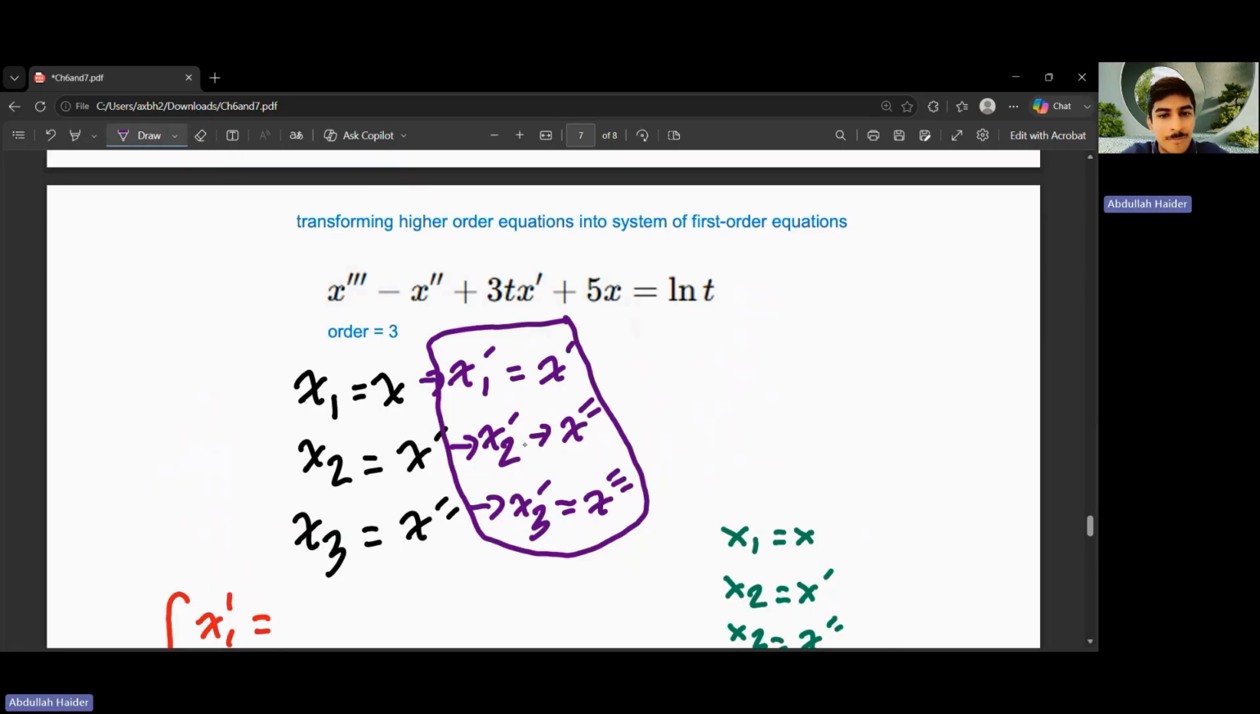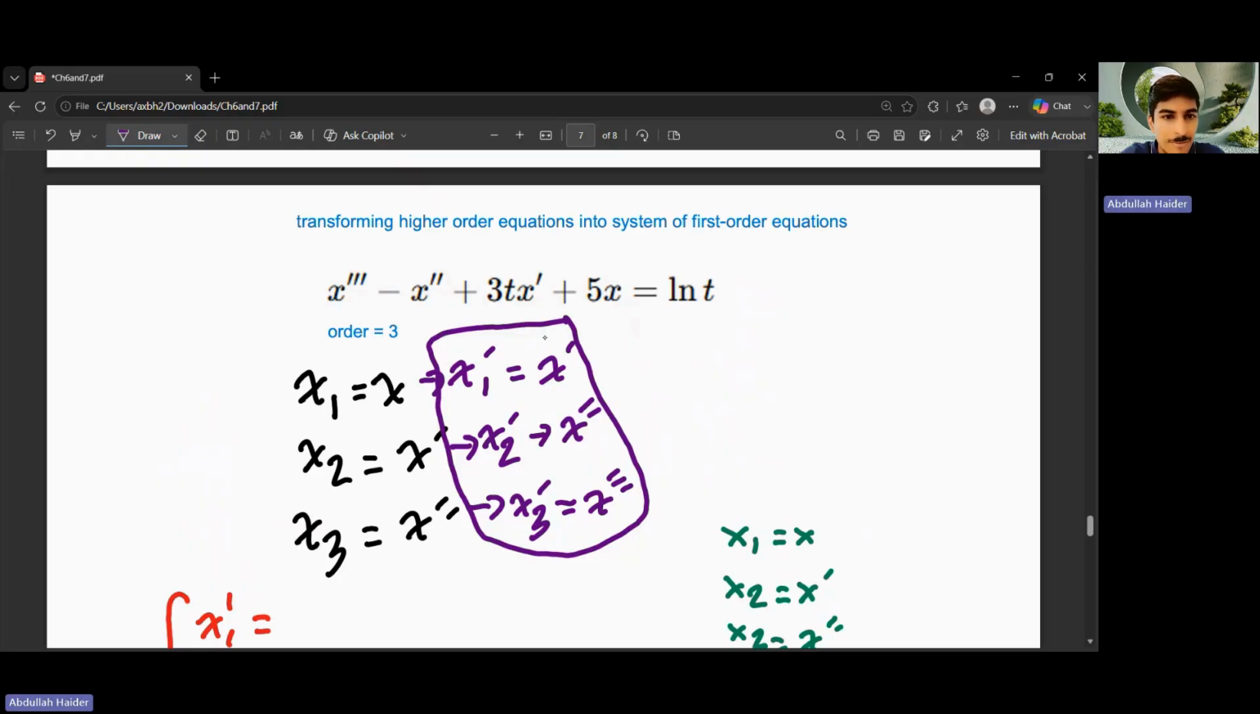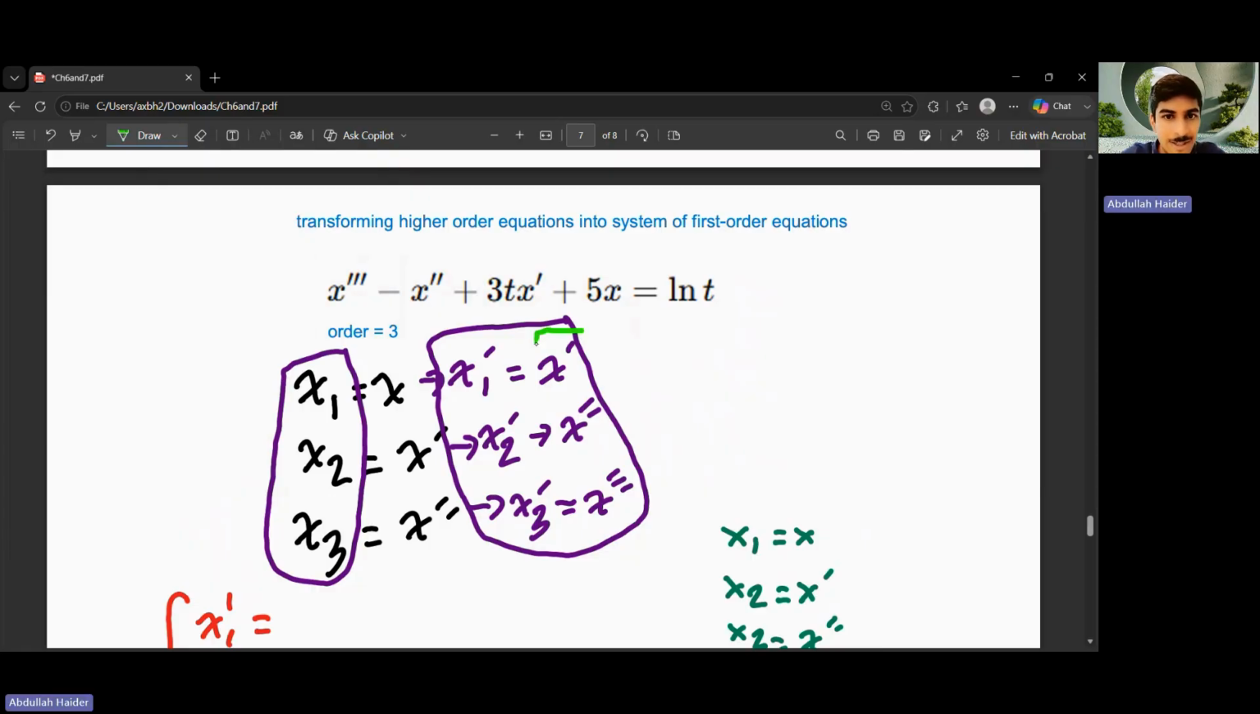So once you get your x1 prime, x2 prime, x3 prime, you compare with what you have over here. x1 prime is equal to x prime. What is your x prime equal to on the left side? You have this x prime here and this x prime here. So this gives you x2. Now you can write x1 prime is equal to x2.